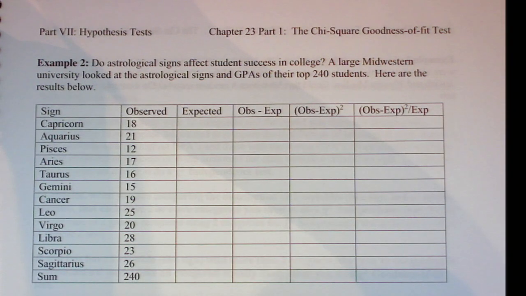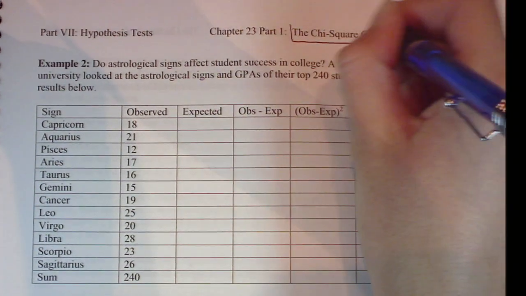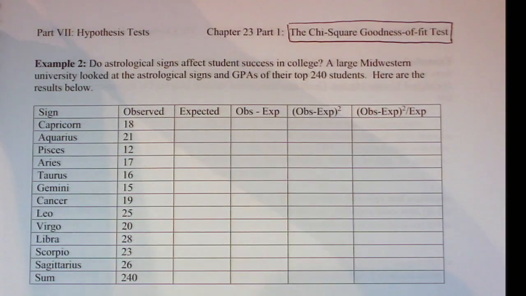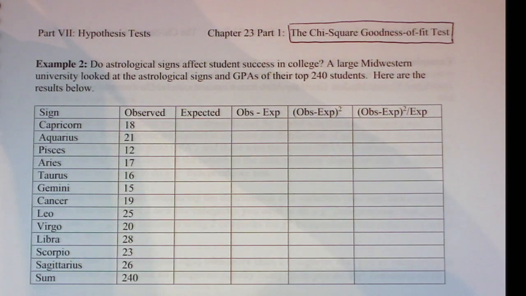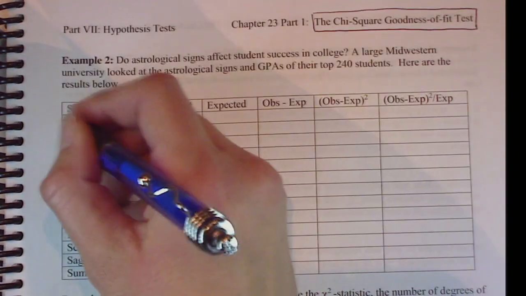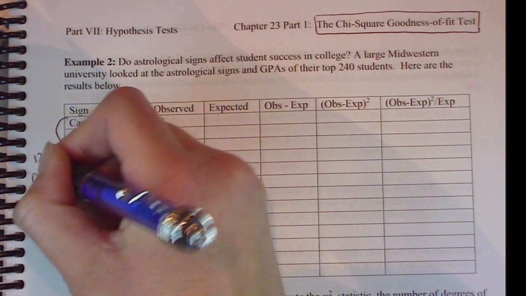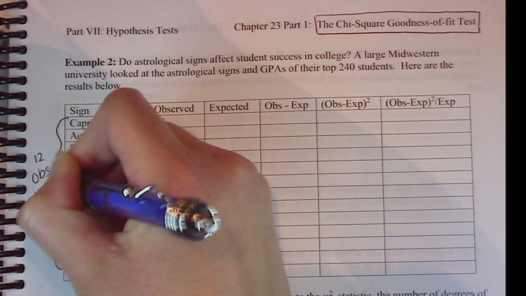So example 2, I like this one. Actually, these are all going to be goodness of fit tests. And this one right away is about astrological signs. Do astrological signs affect your success in college? And I have 12 signs, so I actually have 12 observed values right away.